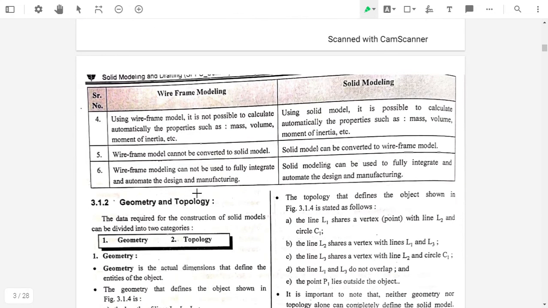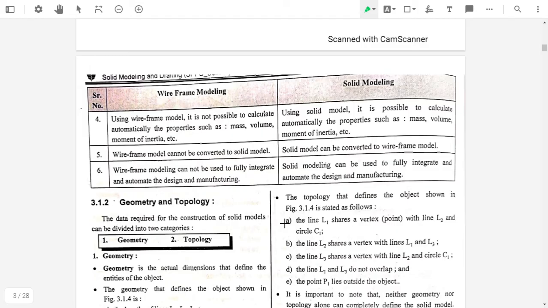Wireframe modeling cannot be used to fully integrate and automate the design and manufacturing. The models formed by wireframe modeling cannot be used for manufacturing or design purposes, but the model formed in solid modeling can be fully integrated, or can be directly used for design and manufacturing purposes. These are some of the differences between wireframe modeling and solid modeling.